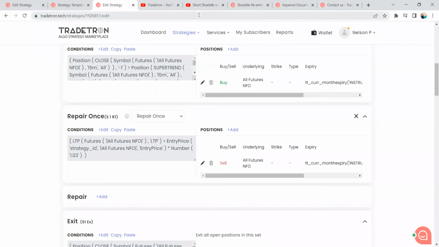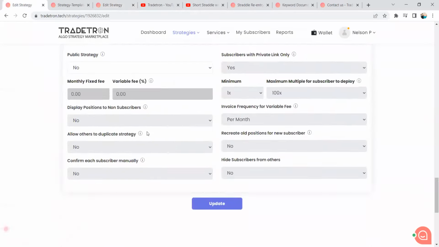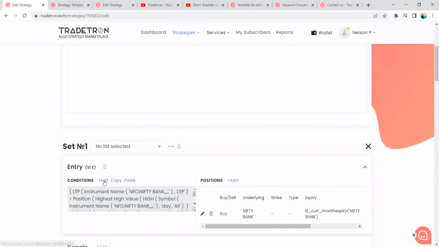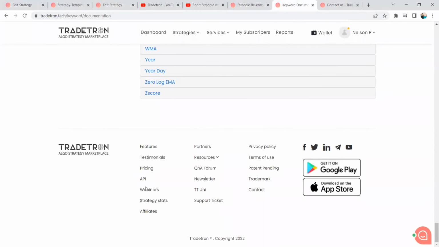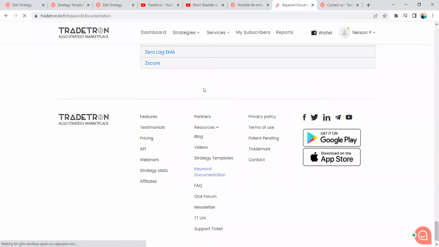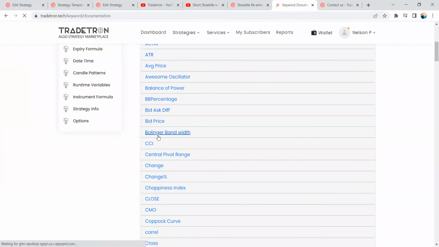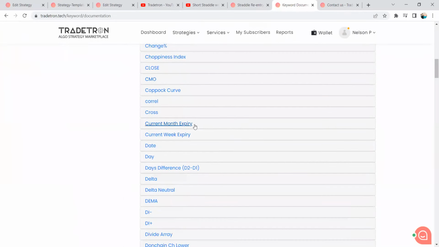Okay. Also, one more thing that is important to tell you. A question can come up like, based on what parameters did you select, say position, keyword and things like that, right? What is the meaning of that? For that, we have created a keyword documentation, which is also available at the bottom. Over here in the resources, there is keyword documentation for each and every keyword that is used in Tradetron to create a strategy, right? Over here, you will find the examples of all of that. For example, Bollinger Bandwidth, how to use this under position, all examples of that.